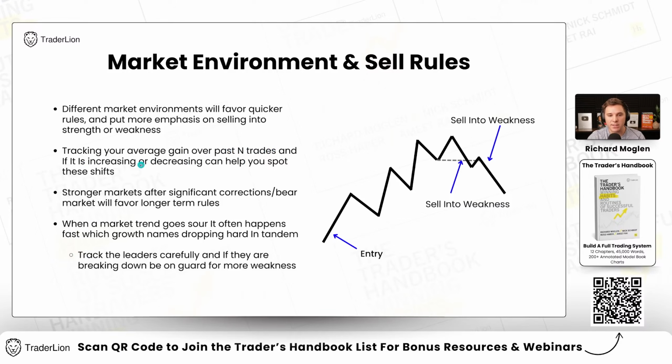And if your average gain is increasing or decreasing, that can help tell you, are we trending or are we more choppy? If it's increasing, it's more likely to be a trending market environment where longer term sell rules may do better. But if it's decreasing, you might want to tighten things up because it is a little bit choppier. And also, I just want to point out that, this is pretty obvious, but is worth mentioning as well. Stronger markets after significant corrections or bear markets will favor those longer term rules.